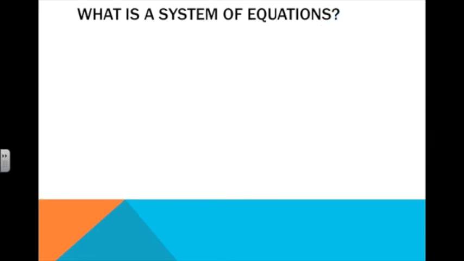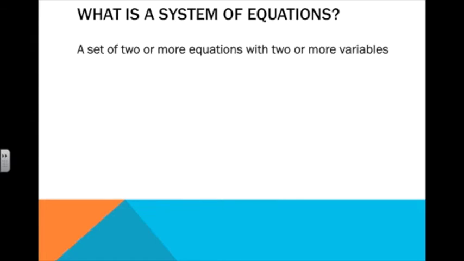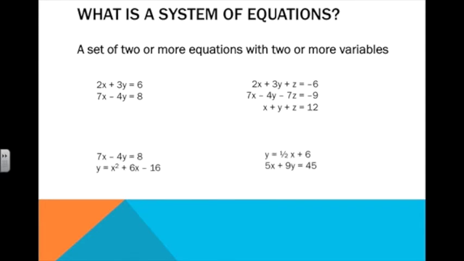Before we try to solve a system of equations, we need to define what one is. A system of equations is a set of two or more equations that are relations of two or more variables. As you can see, there are many variations of the kinds of equations that can be used to make a system. We can have three linear equations in three dimensions. A mixture of linear and quadratic equations is possible as well.